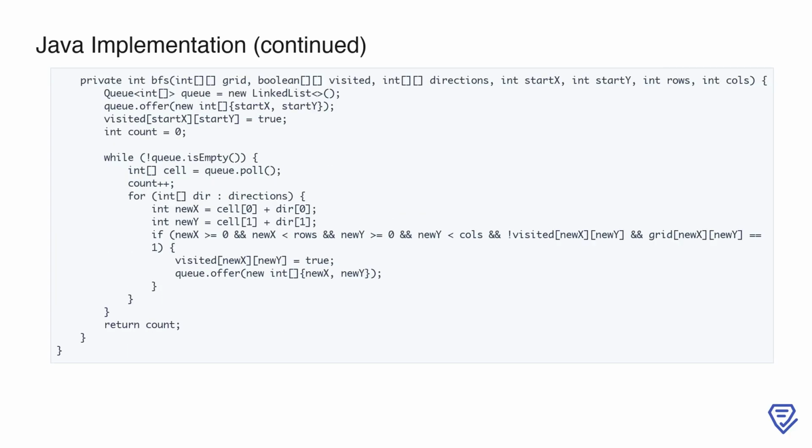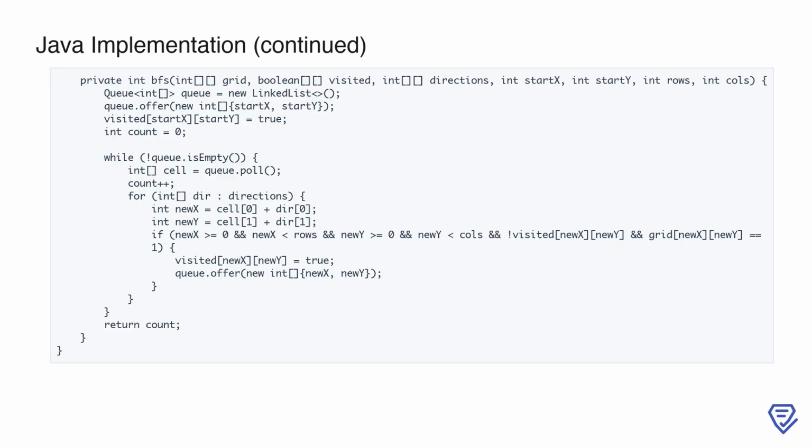The implementation of the BFS method is shown here. This function performs a breadth-first search to traverse all connected land cells starting from the given coordinates. We use a queue to manage the cells to be explored, initializing it with the starting cell and marking it as visited. The count variable keeps track of the number of land cells visited during the traversal. As we dequeue each cell, we explore its neighbors in all four directions using the directions array. For each valid neighbor, meaning it is within bounds, not visited, and is a land cell, we mark it as visited and add it to the queue.